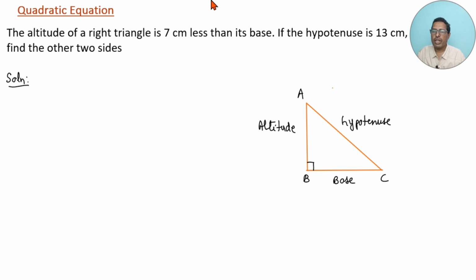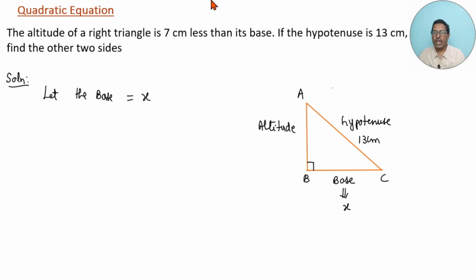Hypotenuse is given as 13 centimeters. So AC value is given as 13 centimeters, which means I need to find out the base as well as the altitude. So let us take the base to be, let the base be equal to x. So I am taking this base to be equal to x.